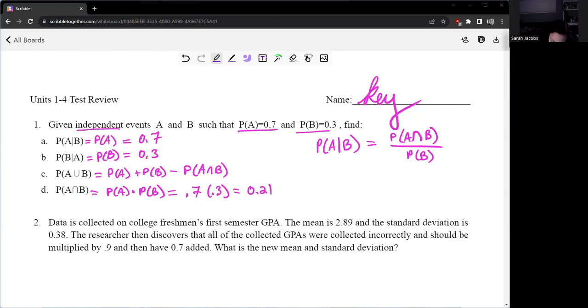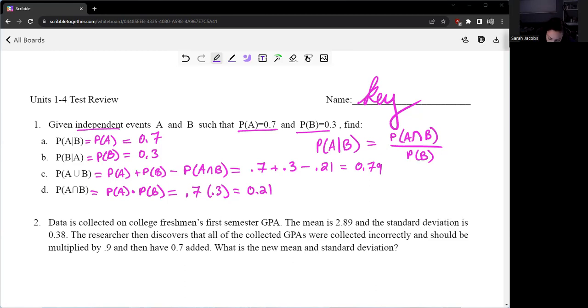So when we go back to part C, we've got probability of A is 0.7 plus the probability of B, which is 0.3, minus the probability of the overlap, right? Because we don't want to double count the overlap. So that would be minus 0.21. And so that gives us 1 minus 0.21, which is 0.79. Okay. Again, not a lot of situations where you're going to have to calculate this like this, but it's important to have the basics.